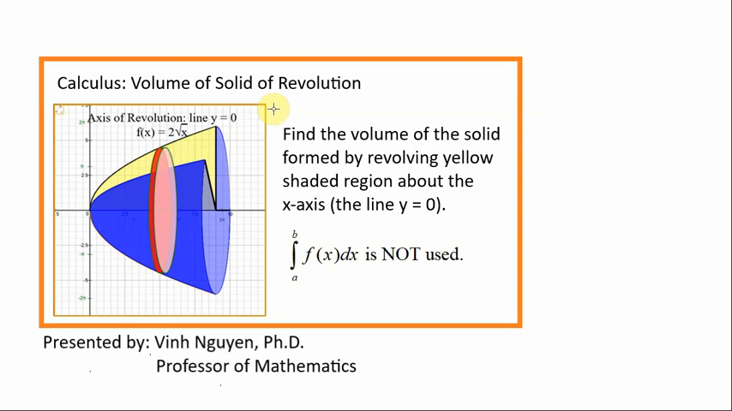This video is on solid of revolution, and what I have here is a yellow region that I'm going to revolve about the x-axis. Then we get a solid of revolution, and I want to find the volume. In a previous video I did the same problem, but we found the volume of the solid by using the definite integral. In this video I'm going to show how to find the volume of the solid without using the definite integral.